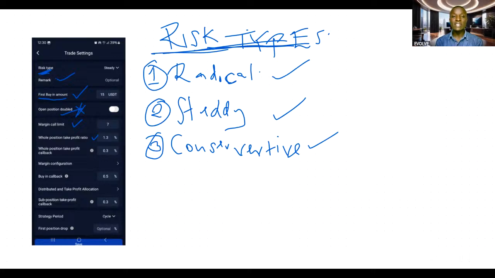On the trade setting page, you have reached, you want now to set a trade. The first thing on top there is the risk what? Risk types. So you should know, when am I supposed to be radical? When am I supposed to be steady? When am I supposed to be conservative? This is what we are going to discuss tonight.